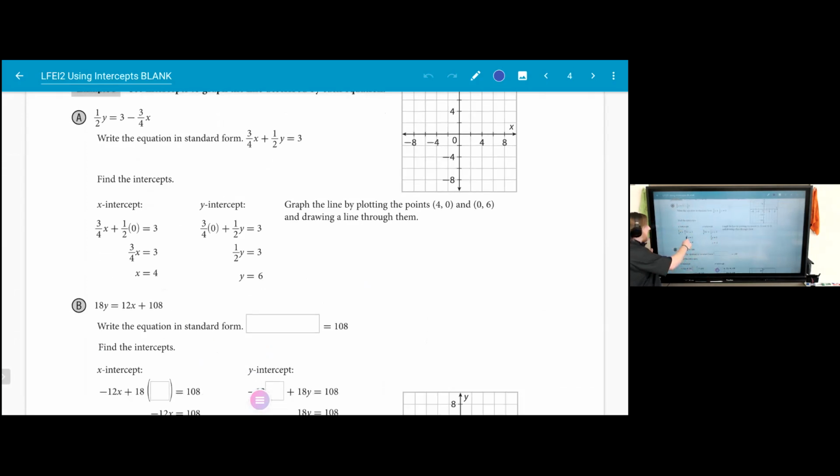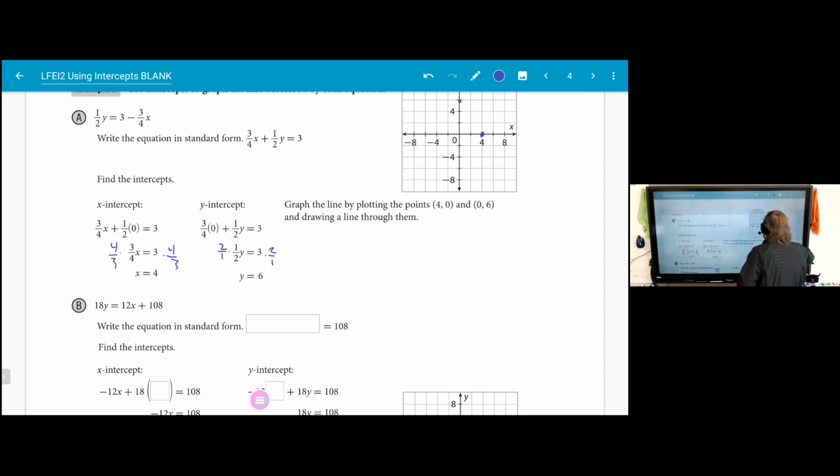To find the x-intercept, we set y equal to 0. So 3/4 x equals 3. We would multiply both sides by 4/3. X would be 4. So x is 4 when y is 0, okay? And then we're trying to find the y-intercept. What happens when x is 0? We have half y equals 3, and I'm going to multiply both sides by 2, and I get y equals 6. So when x is 0, y is 6.